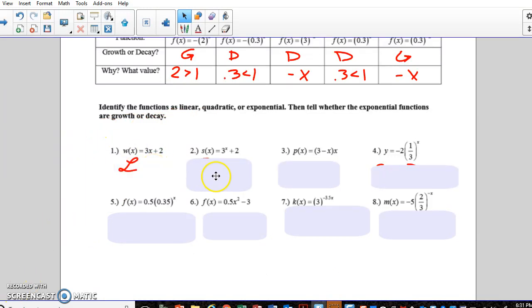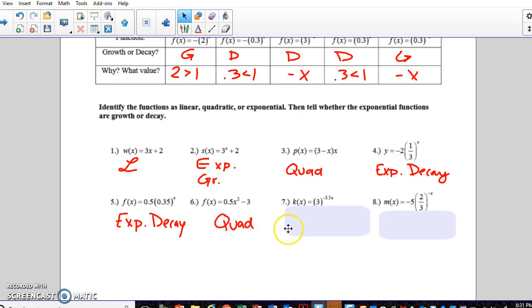So here are your answers. You have a linear, exponential growth, quadratic, exponential decay, quadratic, exponential decay, and exponential growth. With the exponential growth, remember your b is greater than 1, or it's a negative x and you have a fraction, like this one.